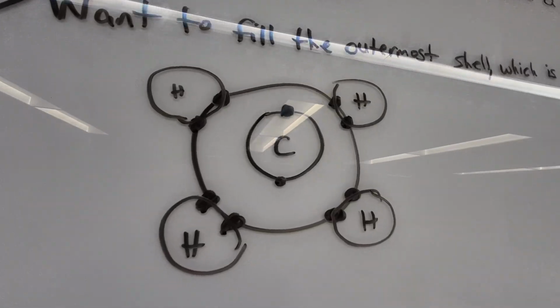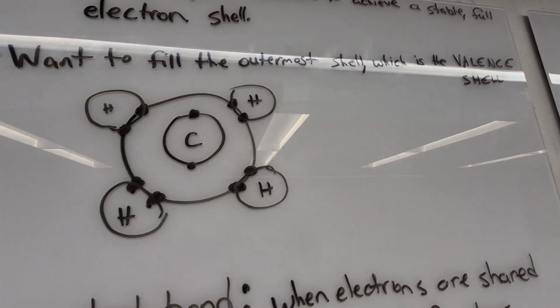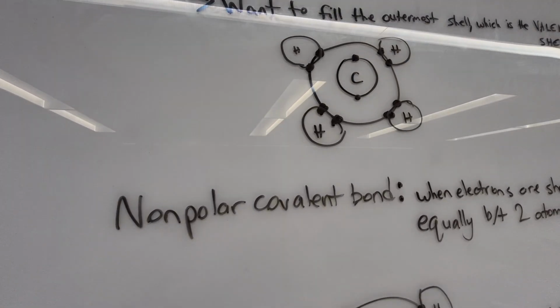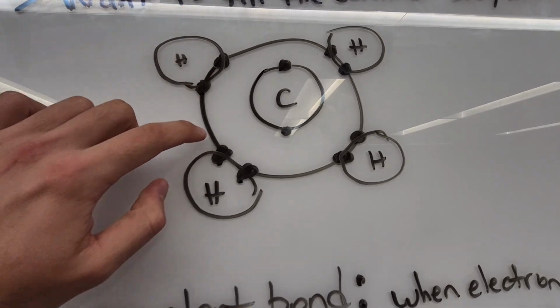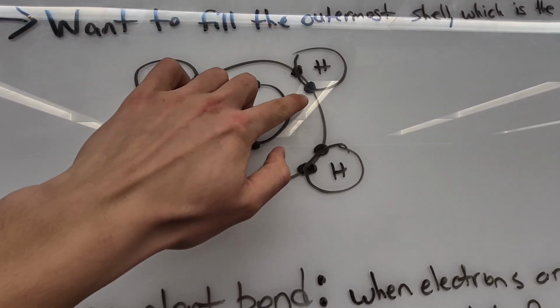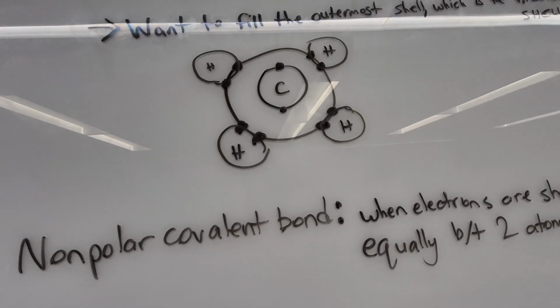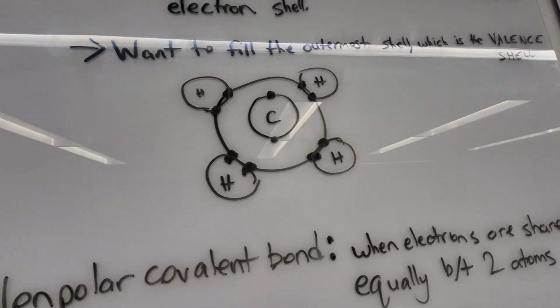So the first shell, 2 electrons fill it, and in the second shell, 8 electrons fill it, right? So with the number 6, we have 1, 2, and then 3, 4, 5, 6, but that's only 4 electrons in the valence shell. We need 8 electrons to fill it. Well, that's where hydrogen comes in.